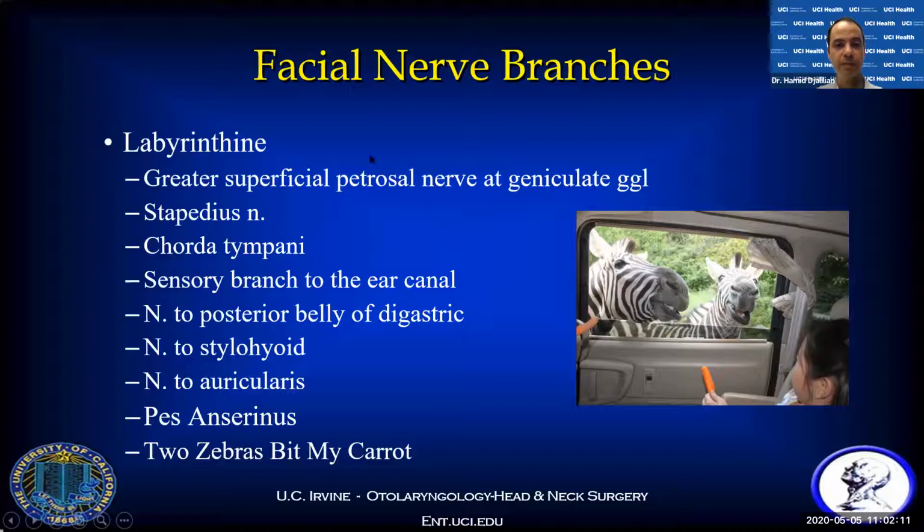So the nerve branches, this is kind of a favorite question of mine to ask prospective medical students. What are the branches for the facial nerve? And everyone sort of talks about the ones that are at the bottom here, but really there are lots of branches that are present before the nerve actually reaches the face. And this is a picture of two zebras that are biting my carrot, which was kind of an interesting picture.